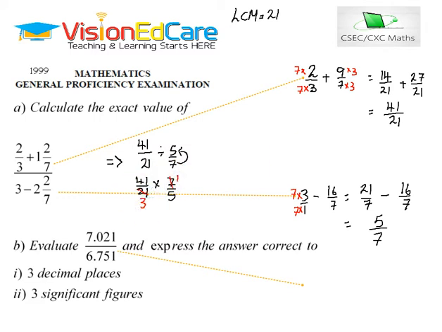So we have 41 times 1, that's 41, over 3 times 5, that's 15. So we have 41/15, which can be simplified because 15 can go into 41 twice, and remainder 11, over 15. So our answer is 2 and 11 over 15. And that's our final answer.